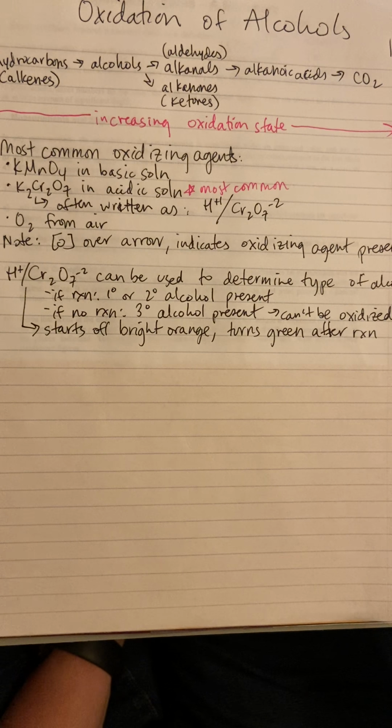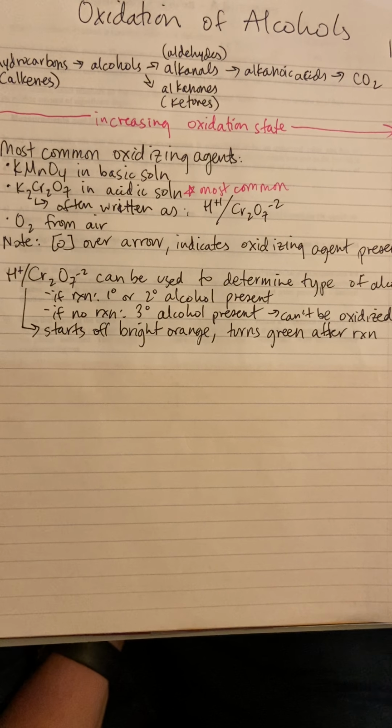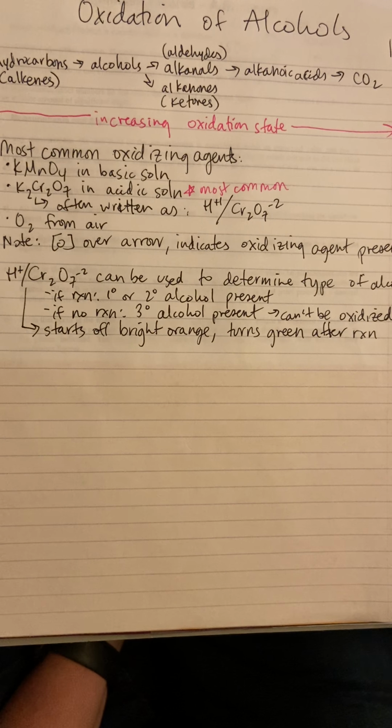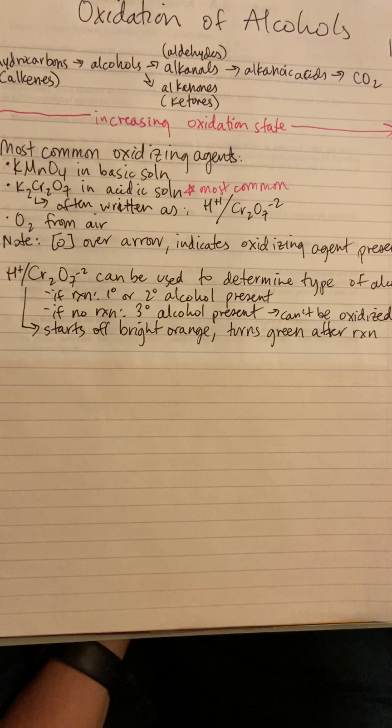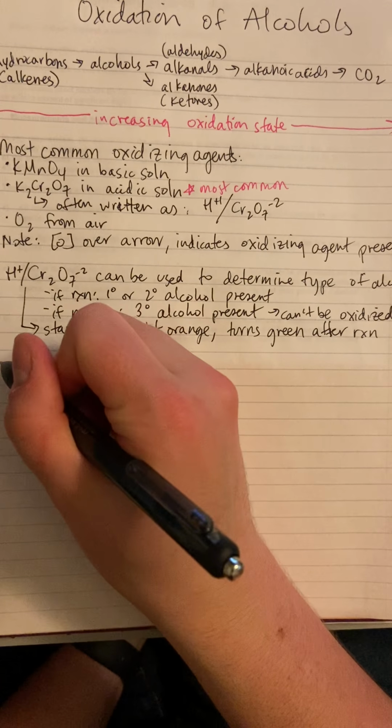So we're next going to talk about oxidizing our different types of alcohols. To oxidize a primary alcohol into a carboxylic acid, it takes 2 steps. First, you have to oxidize it into an aldehyde, and then from the aldehyde, you can oxidize that into a carboxylic acid. So let's see what that looks like.